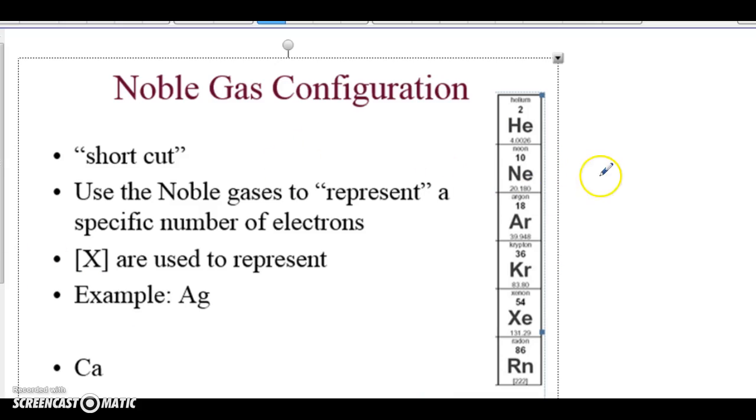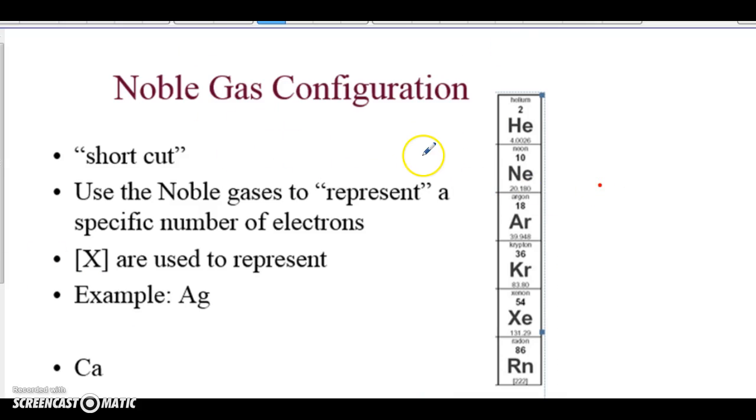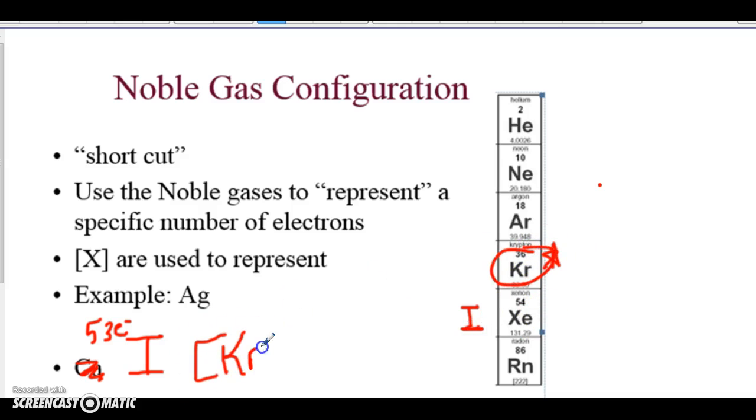All right, last one, noble gas configuration shortcut. You use the shortcut because it cuts down on having to write 1s2, 2s2, 2p6, etc. So let's look at the example, iodine. Iodine has 53 electrons. What you need to do is find the noble gas closest to but not over that. If you look at your periodic table, iodine is right here, so we're going to use krypton. When we put krypton in brackets, that represents all 36 electrons.